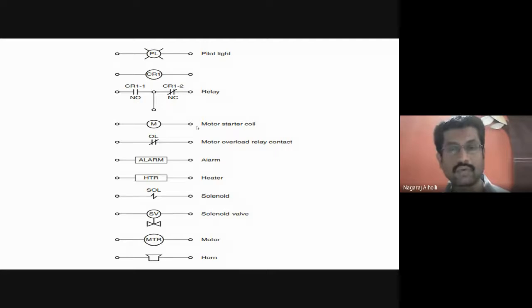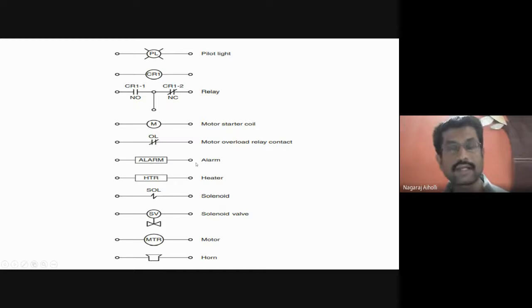Then we have the motor overload relay contact. Suppose there is overloading on the motor, then that is handled by making use of a motor overload relay contact, which is indicated here by this symbol. The relay contact is used to indicate that the motor is in an overloaded condition. Motor overload relay contact.